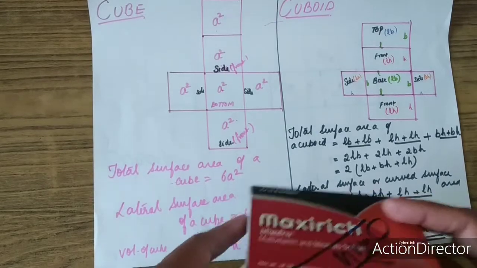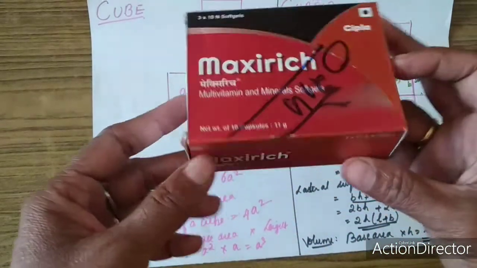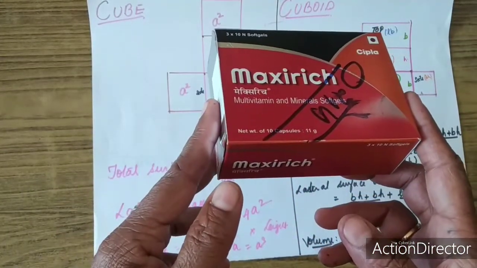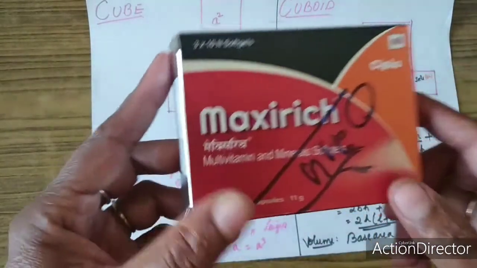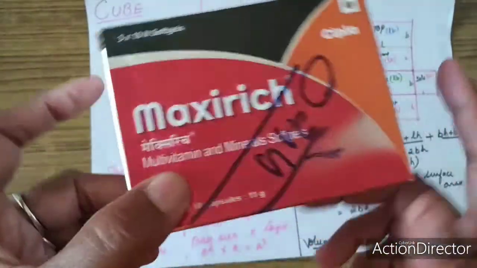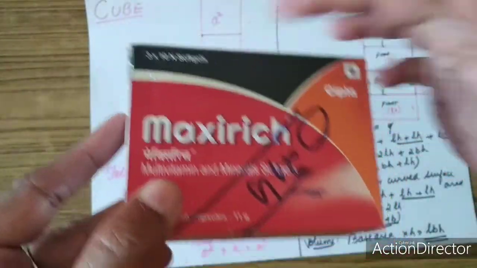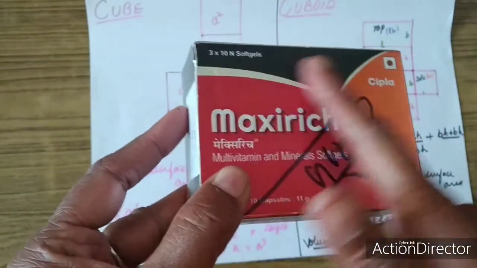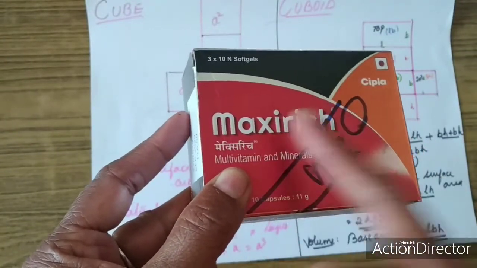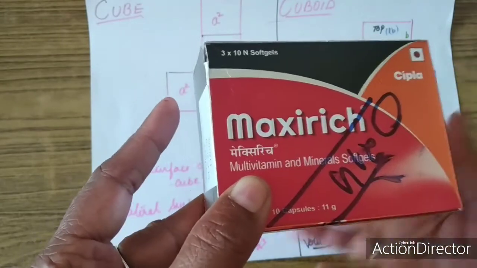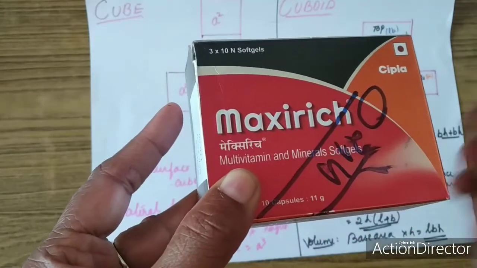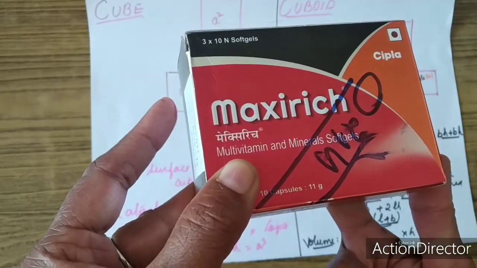There are so many real life examples for a cuboid. So this box you can imagine as a cuboid. Since each face is of a rectangular shape, you can see this is the top face and this is the bottom face. And these two are side faces and these two are front faces. Each face is of the rectangular shape. So the top and the bottom are of equal area. This is length into breadth and the bottom is also length into breadth.